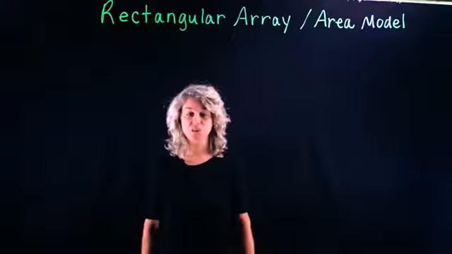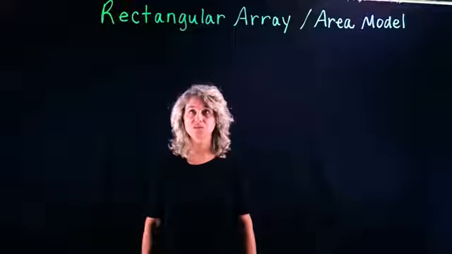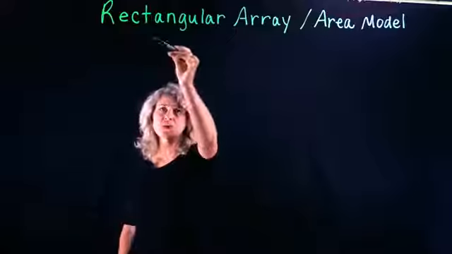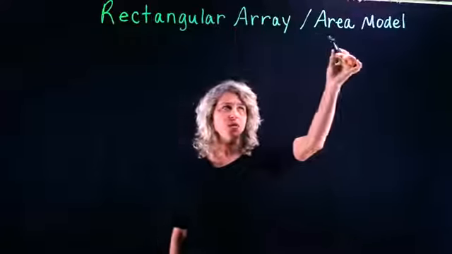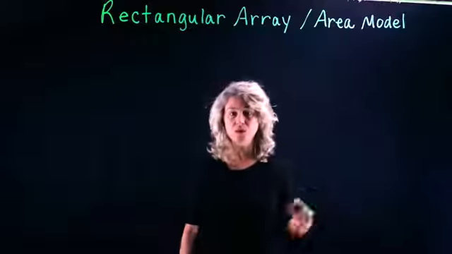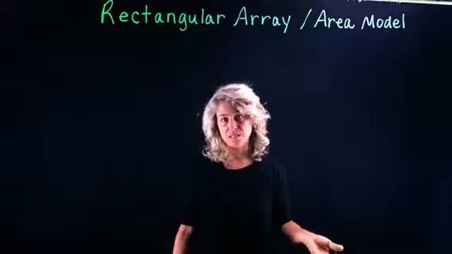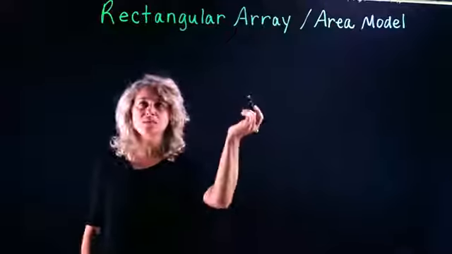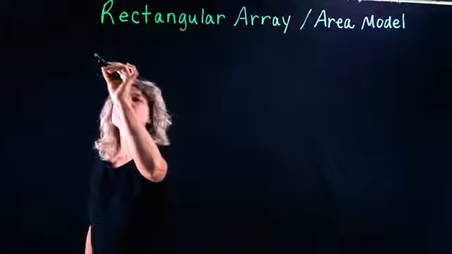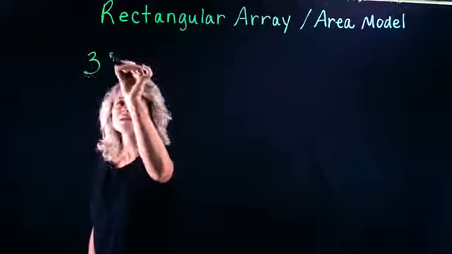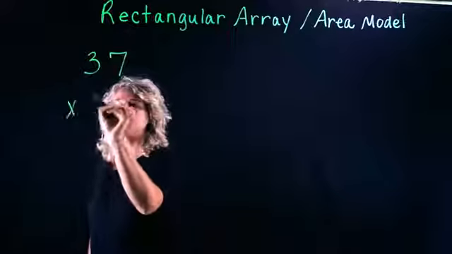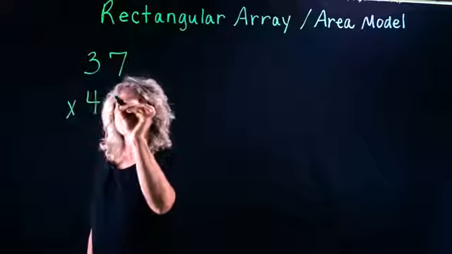So today we are going to learn how to do multiplication a new way. This is called the rectangular array or area model, and sometimes you will hear it called the box method. Let's take a multiplication problem: 37 times 42.